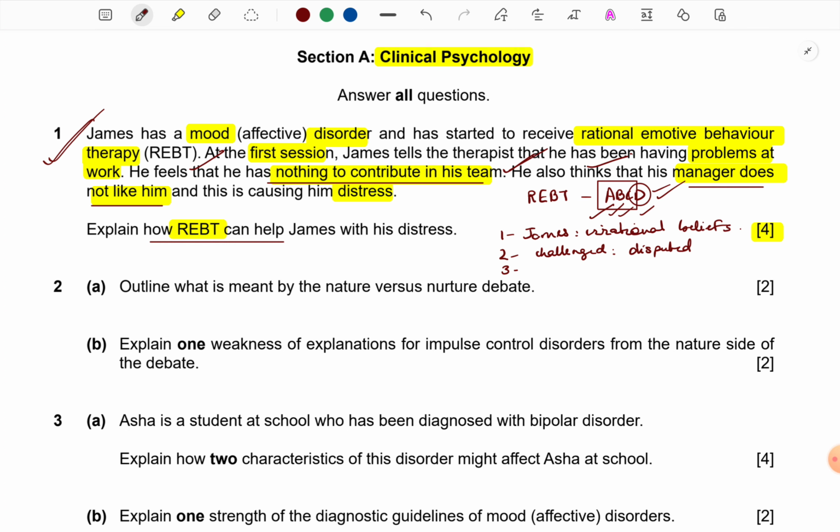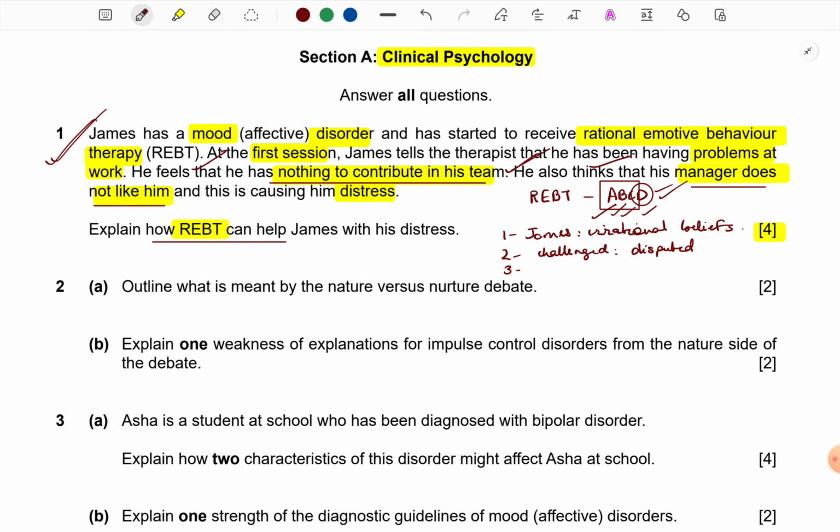That could be irrational. Perhaps the manager does like him. Maybe he does not agree with some of the work that James is doing, but not liking him? What is the evidence for that? So any one of these we can take and present as an example. Right now I'll take the first one. He has nothing to contribute to his team.